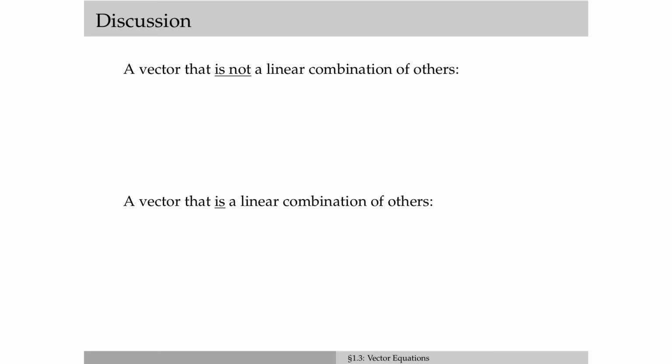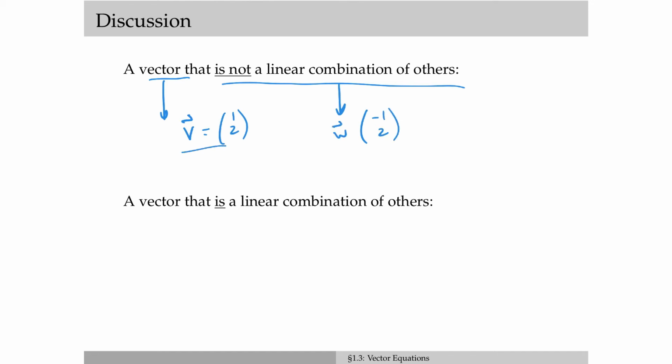Now what I want you to do here is give me a vector that is not a linear combination of other vectors. All right, well, you can do this in a really silly way by taking this vector to be v, let's say it's (1, 2), and not a linear combination of others. Well, how about (-1, 2)? Well, this vector is not a linear combination of this one. Well, if it was, then there'd be some multiple of that one. And that's not the case because signs are different.